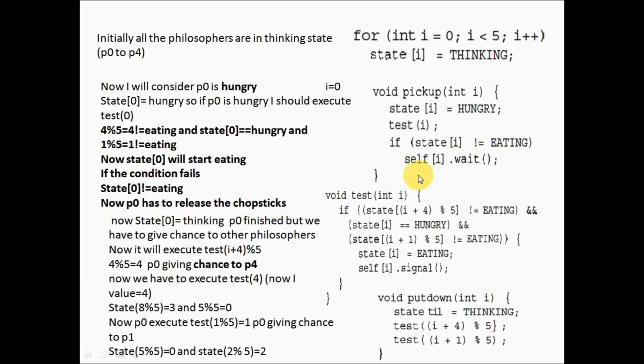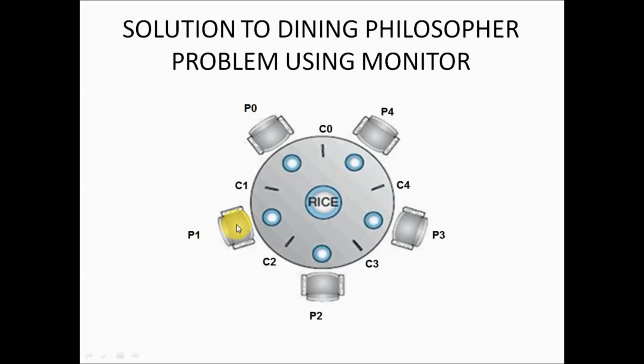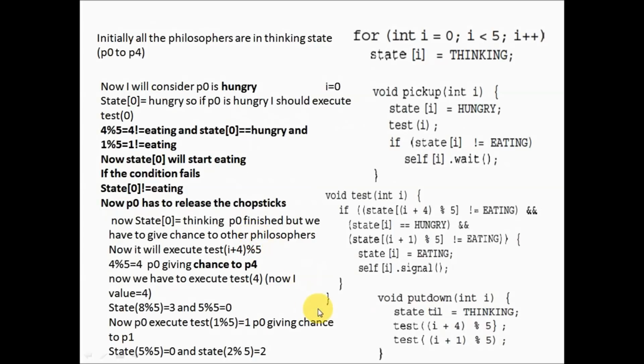It will wait. It will give a chance to other processes, other philosophers, sorry. Right? Now, I told you, the left neighbor for P0 is P4. Now what is the right neighbor? P1. We will test that.